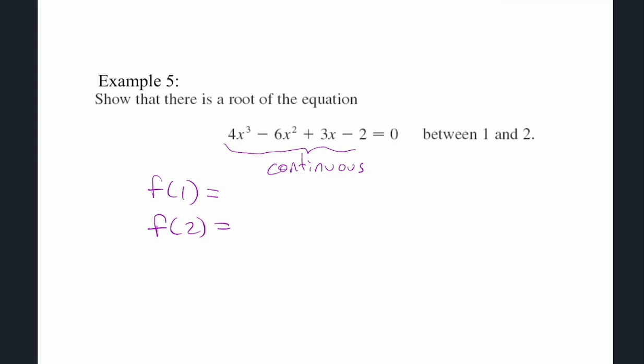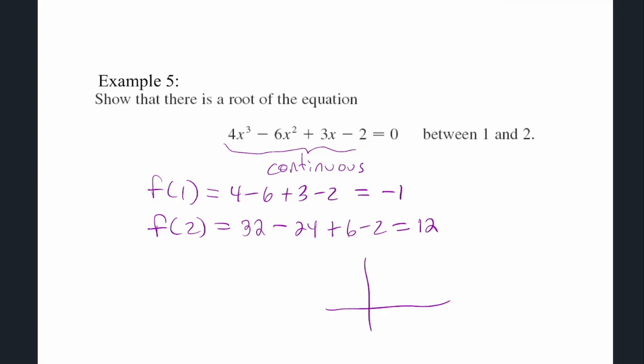Now, if I plug in 1, I get 4 minus 6 plus 3 minus 2, and I get negative 1. Okay. If I plug in 2, I get 32 minus 24 plus 6 minus 2, which is 38 minus 26. Is that 12? Okay. Now, this is a continuous function. There's a little bit accurate about this graph, but not much. This is what I know. At f of 1, I am down at negative 1.